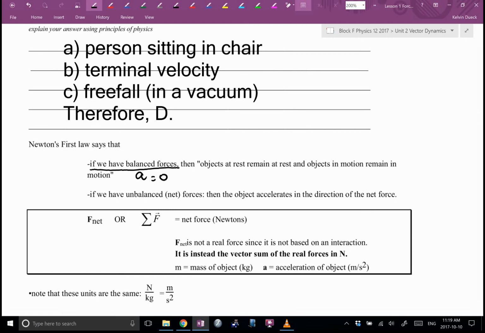Acceleration will be zero, which means you'll either stay at rest if you are at rest, or you'll keep going in a straight line, that takes care of the directional component, at a steady speed, that takes care of the magnitude. You okay with that, Mobeen? If we have unbalanced forces, then a won't be zero. That's the shortest way to phrase Newton's first law. Force is balanced, a is zero. Not balanced, a can't be zero.